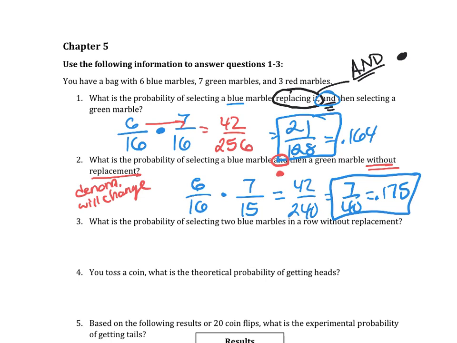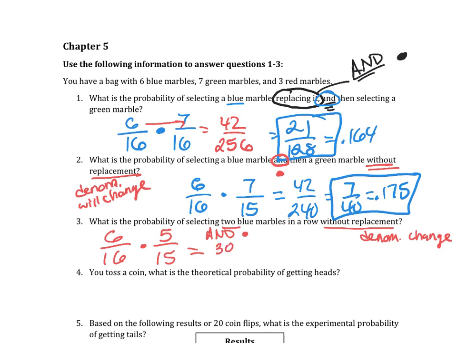And number 3, last one with these marbles. What's the probability of selecting 2 blue marbles in a row without replacement? So 2 in a row, we're doing it multiple times. So that means it's going to be and, multiplication. Without replacement, our denominator is going to change. So first we have 6 blue marbles to choose from out of the 16 total, but then we draw a blue marble and don't put it back. So now we only have 5 blue marbles and 15 marbles total. So when we multiply straight across, we have 30 over 240. Can use our calculator to reduce. Gives us 1/8 or 0.125.